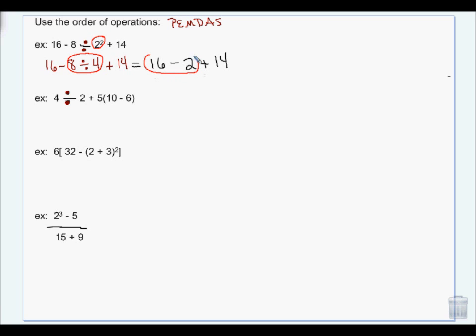So I'm actually going to do the subtraction first. So 16 minus 2 is 14, plus 14, and then I do that addition, and I get 28.